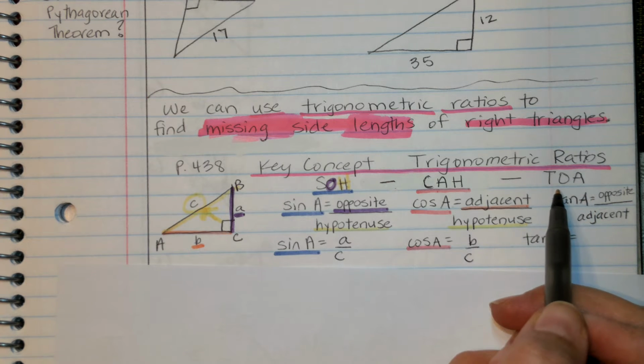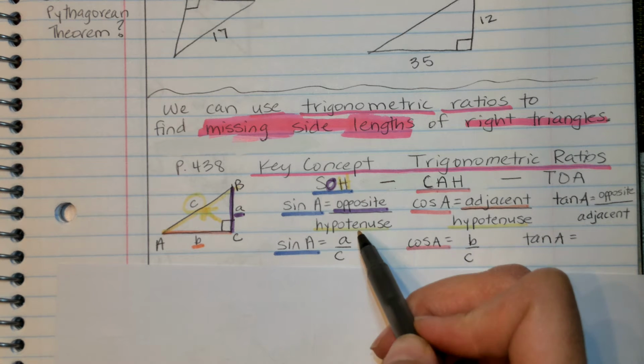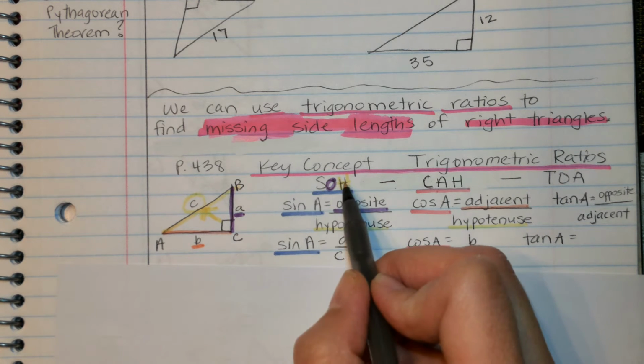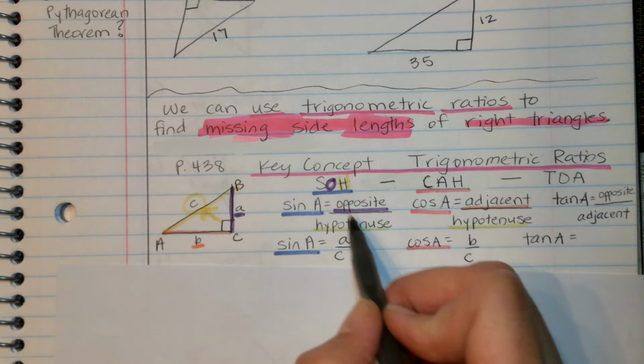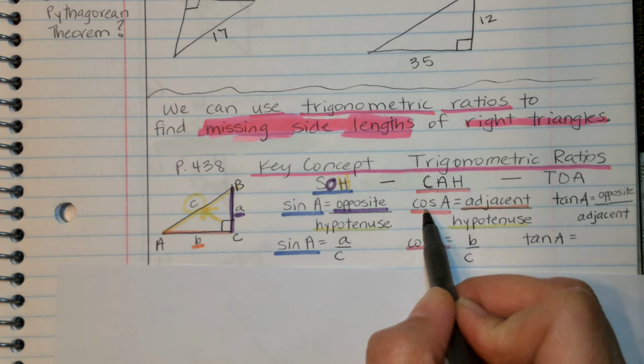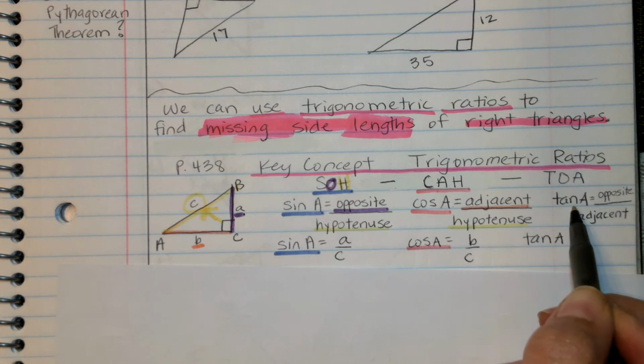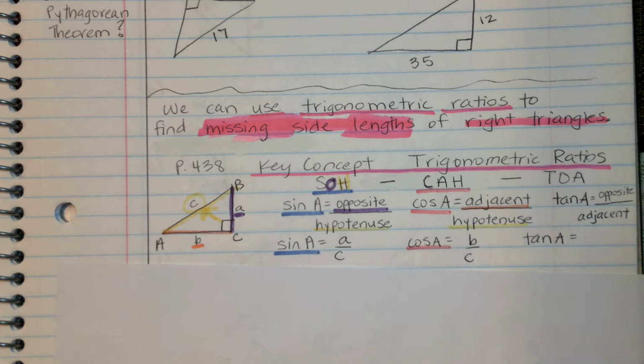but if you can remember that, it's like your shortcut to help you remember the different ratios, what goes on top, what goes on the bottom. So sine A is opposite over hypotenuse. Cosine, A for adjacent, H for hypotenuse, and then tangent. Let's get to that one.